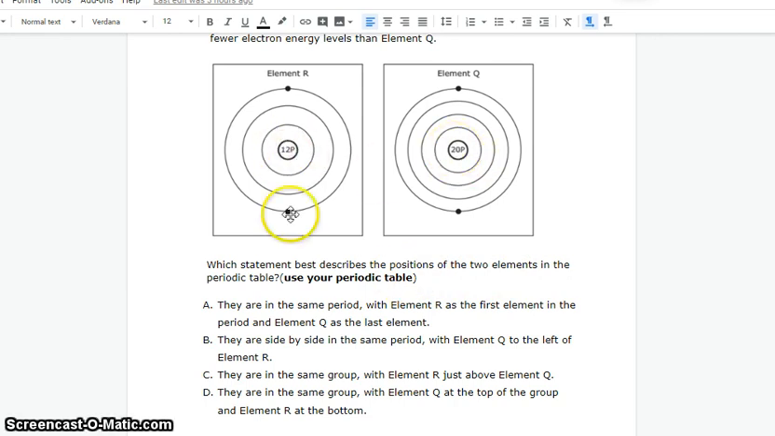Find those. Is it A, they are in the same period with element R as the first element in the period and element Q as the last element? B, they are side by side in the same period with element Q to the left of element R? C, they are in the same group with element R just above element Q? It is not D.